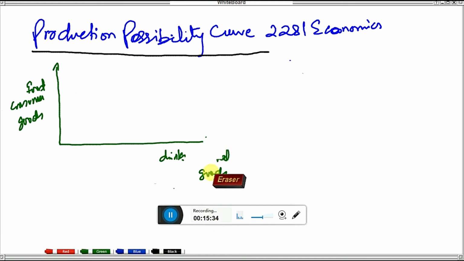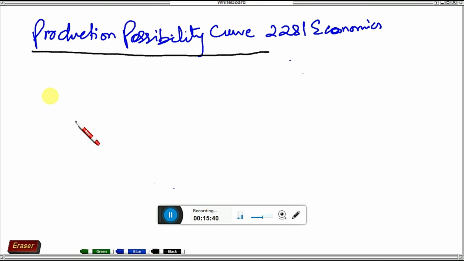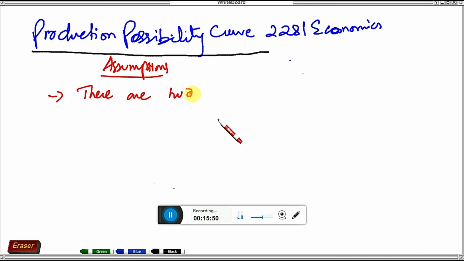Second thing, there are certain assumptions of a production possibility curve. I'll be telling the assumptions verbally and I'll try my level best to write them down. There are only two goods. This is the first assumption. I'll write it down over here. Assumptions of production possibility curve: there are only two goods in the world, that is consumer and capital.